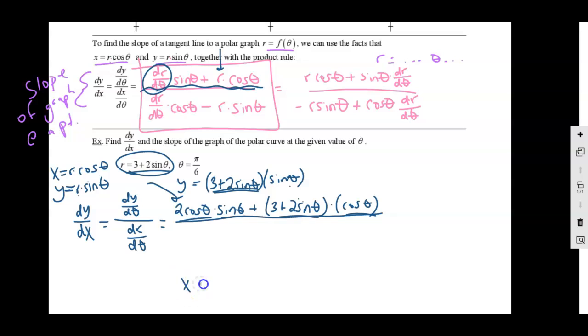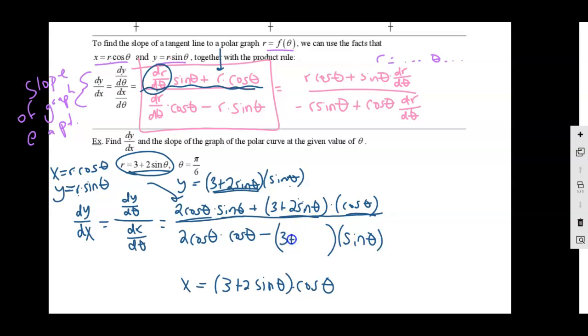Here we go, let's do the bottom. Remember, x is r cosine theta. I think it's probably just easier to plug this in. And then we need to do that product rule. The derivative of the first, again, is 2 cosine theta. The derivative of the first times the second, plus the derivative of the second. But the derivative of cosine is going to be negative sine, and then times the first. So I just copy 3 plus 2 sine theta.